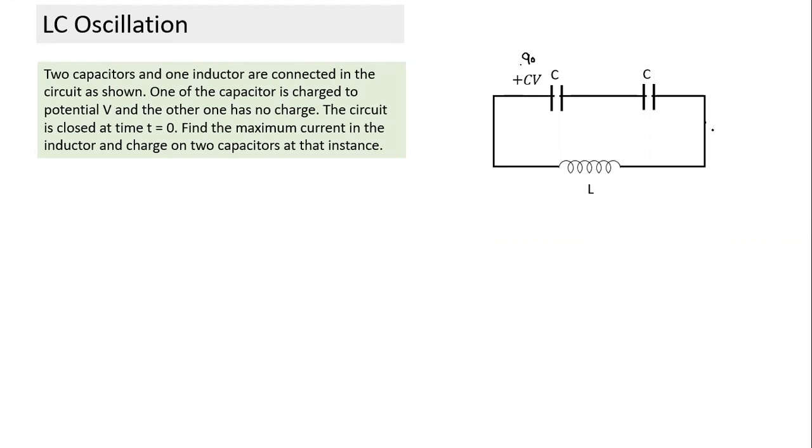The switch may not be shown, so let's say there's a switch and it is closed at t is equal to 0. At t is equal to 0, one capacitor was charged to potential V, so the charge was plus CV, minus CV. The other has 0 charge, and the current was 0. So this circuit is closed at t is equal to 0. Find the maximum current in the inductor and the charge on the two capacitors at the instant when the current is maximum. How do you find the maximum current in this particular case?